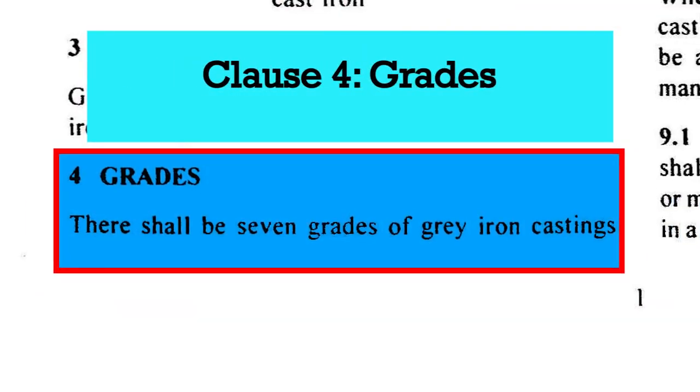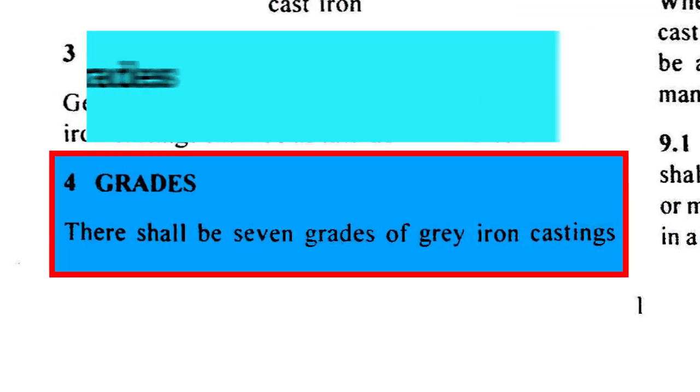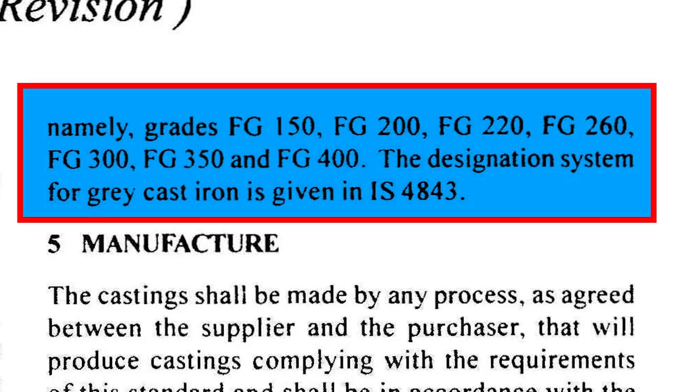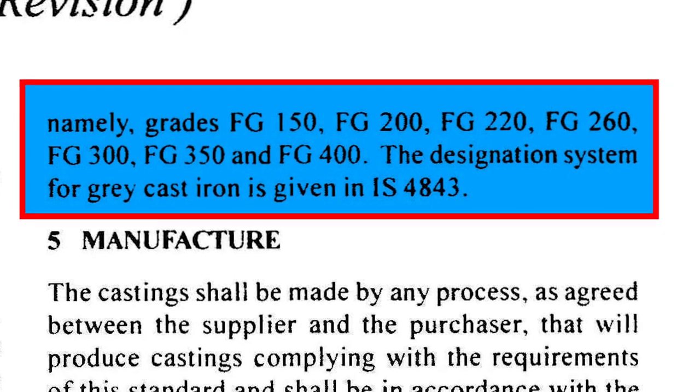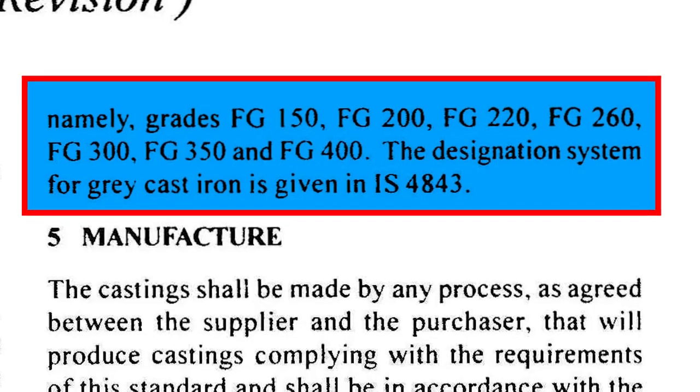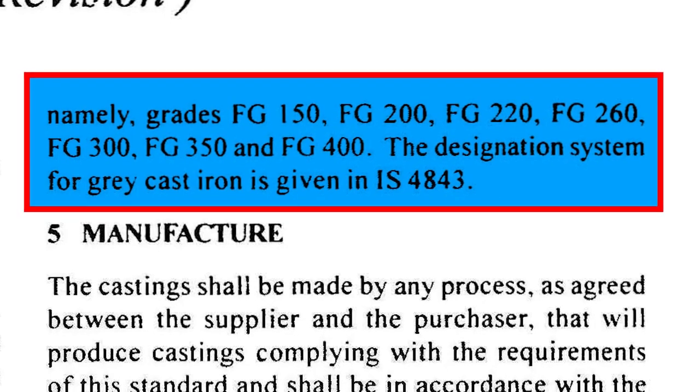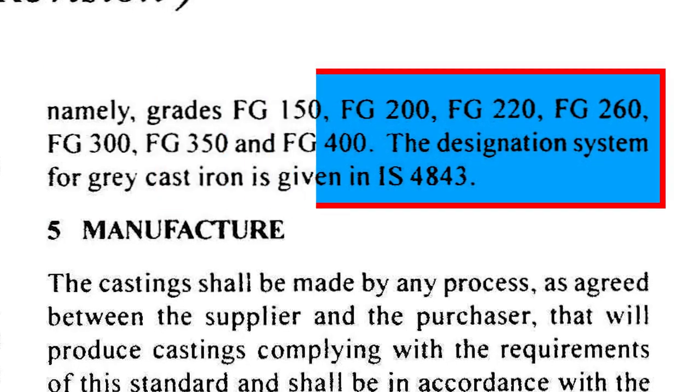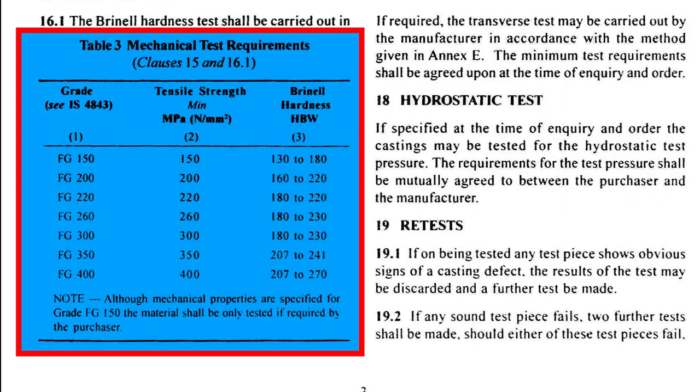Grades as per IS 210. IS 210 specifies 7 grades designated as FGXXX, where FG represents grey iron and XXX indicates the minimum tensile strength of that grade in MPa. For example, FG 150 refers to grey cast iron with a minimum tensile strength of 150 MPa.